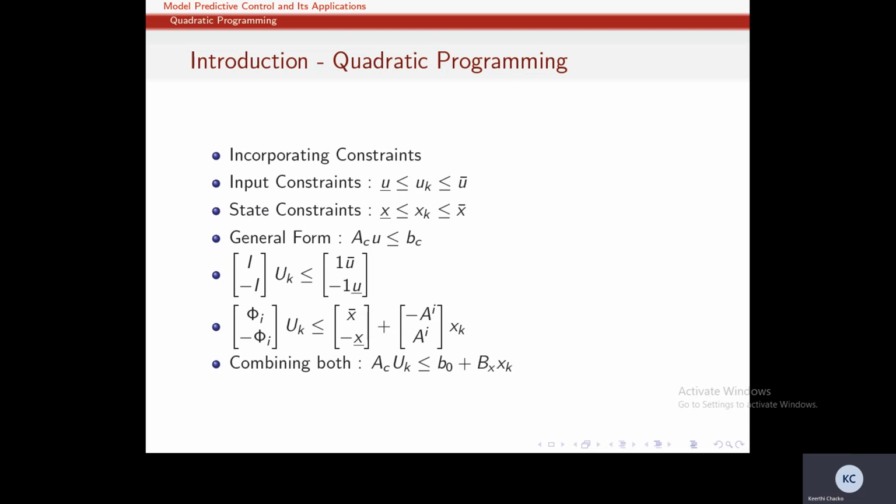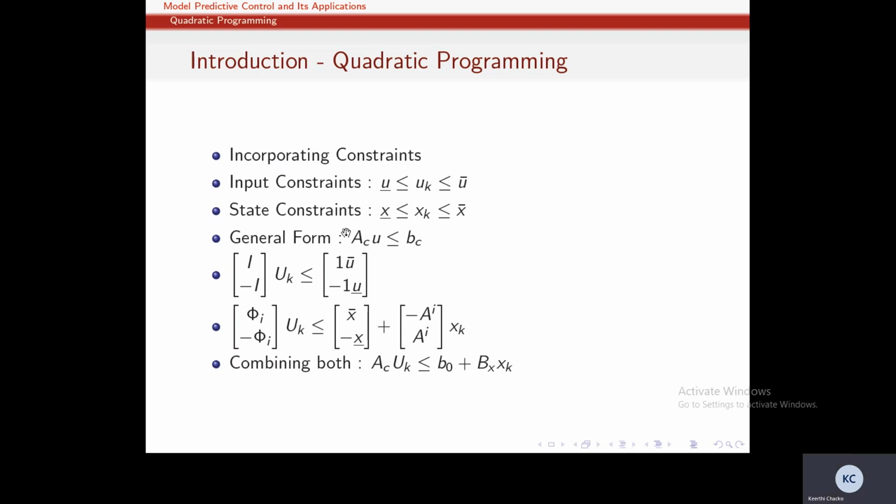So we'll see how the constraints are incorporated in the optimization problem, and what modifications are needed before solving a quadratic optimization problem. These are the input constraints. Each control will have a minimum and maximum value, and each state will have a minimum and maximum value. So these are the input constraints, and these are the state constraints.